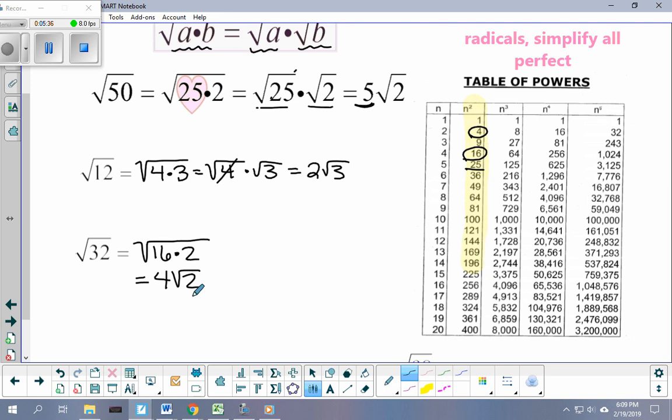Now, let's say that you would have been looking at the list for the square root of 32, and you chose 4 instead, because 4 is a perfect square.